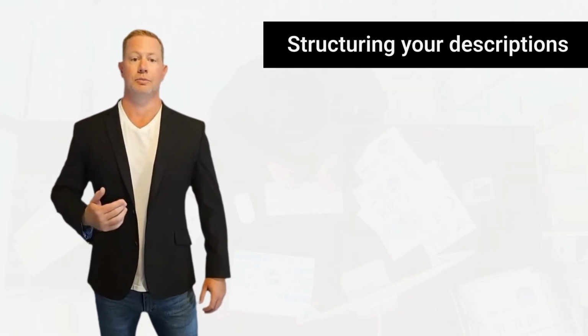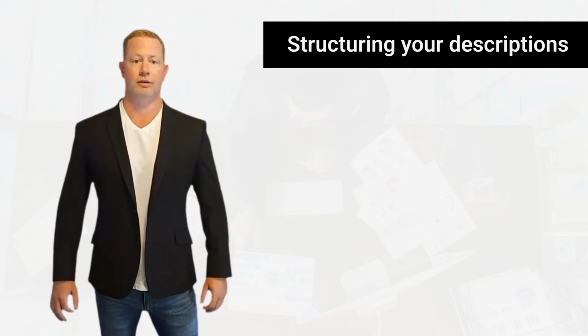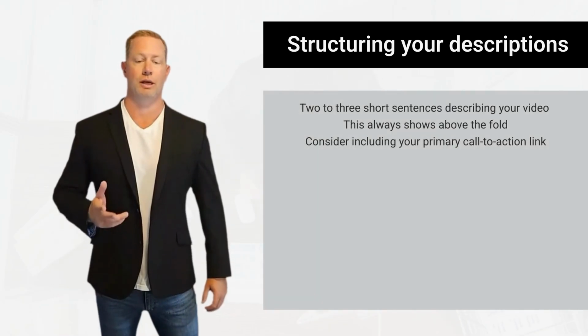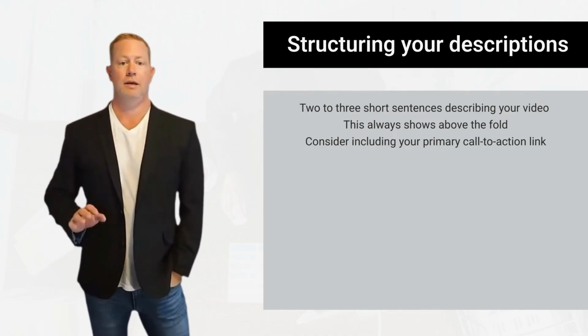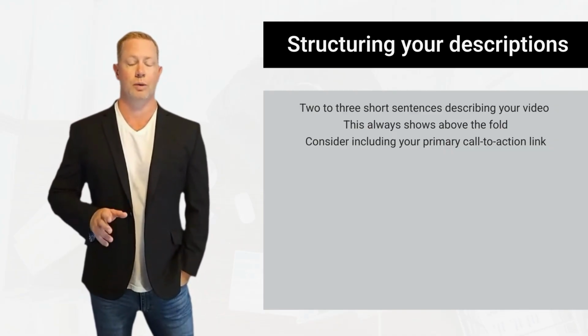Next, let's look at the description. This field allows up to 5,000 characters, and you should take full advantage of it. The first two sentences are what most users see by default because they start above the fold. So they should be short, compelling, and clearly tell the viewer what to expect. It also helps to include the primary call to action link in the first two sentences.